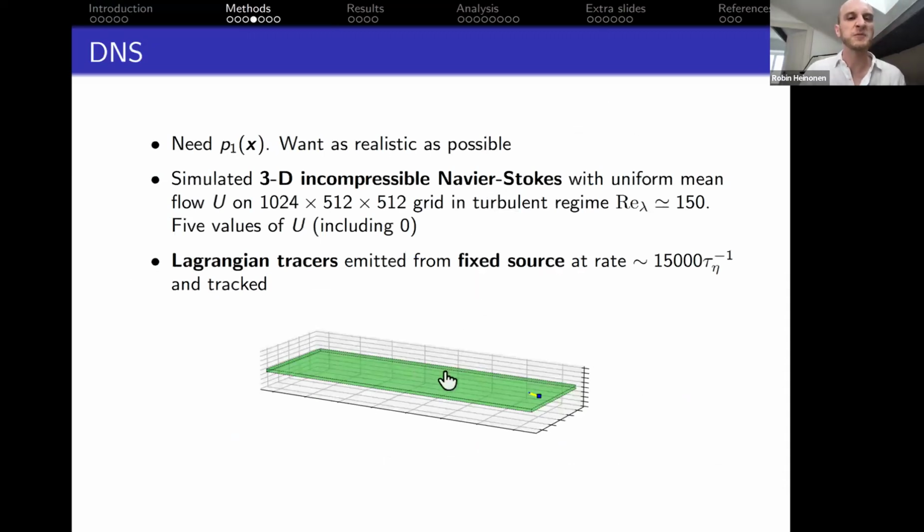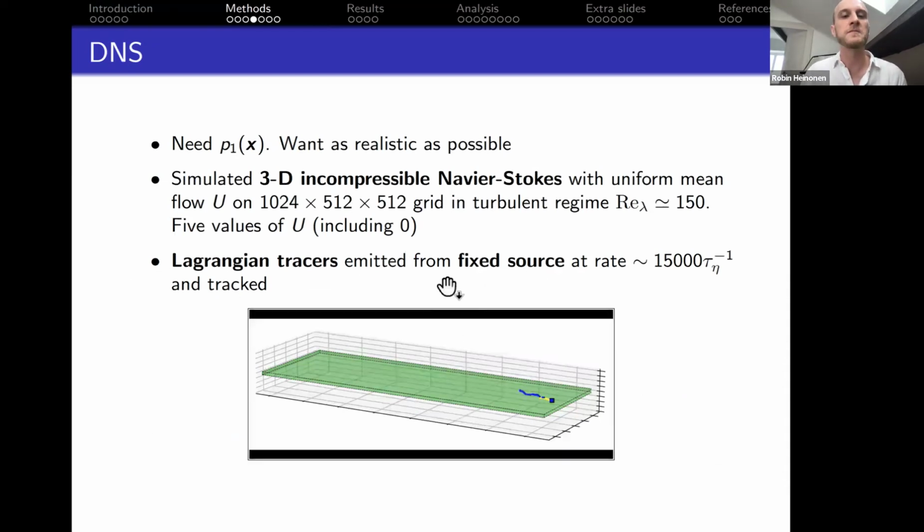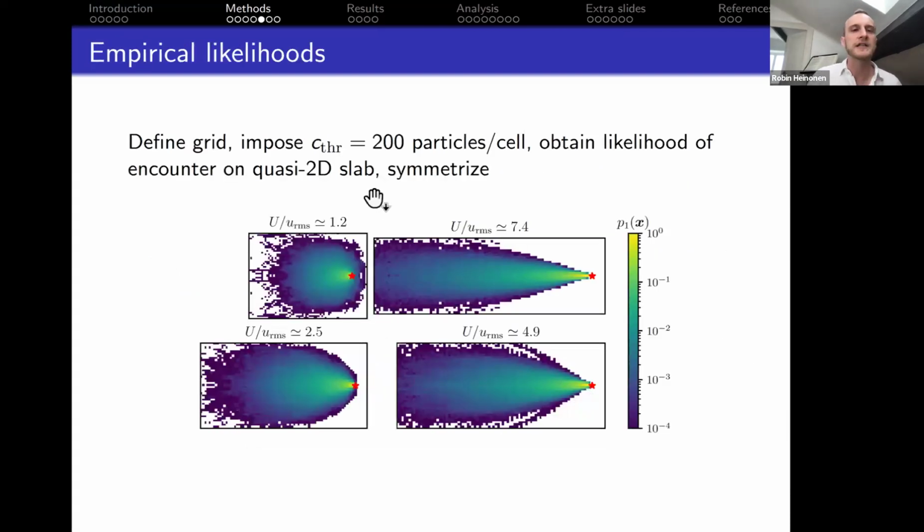In the interest of being as realistic as possible, we simulated the 3D incompressible Navier-Stokes equations in a turbulent regime, imposing a uniform mean flow for 5 different values of the intensity of the flow. And this models the wind. And then we place a fixed point-like source of Lagrangian tracer particles, whose positions we then track in time. To obtain our likelihood, we just set up a quasi-two-dimensional slab containing the source and build a grid world on that slab. These yellow particles are the particles in the slab. And then it's a simple exercise to empirically compute the likelihood after imposing our favorite threshold.